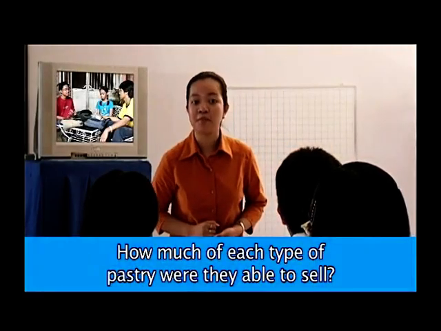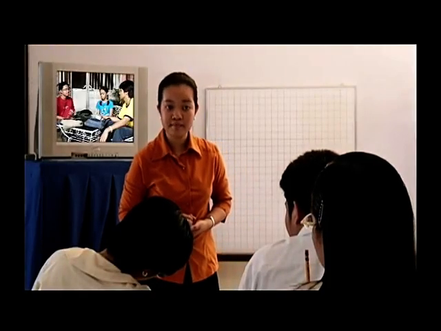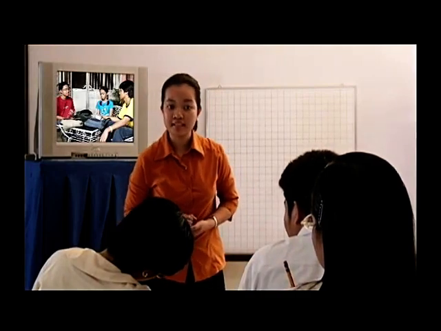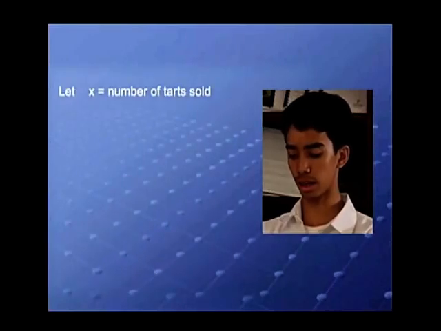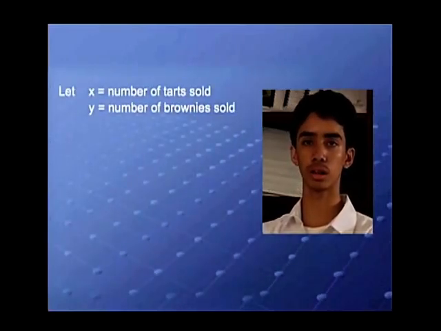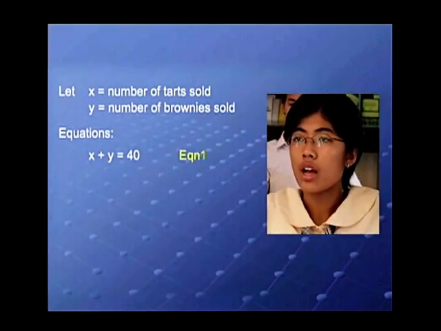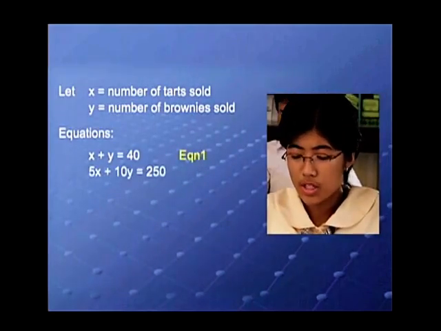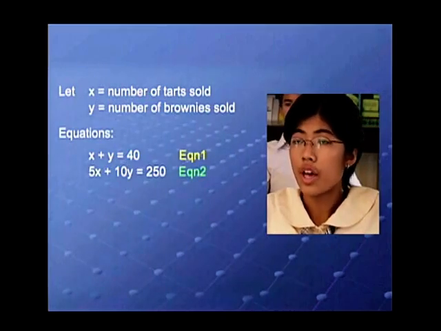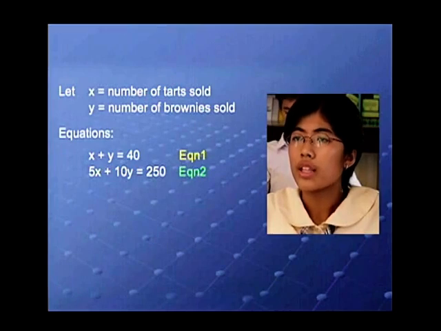So how much of each type of pastry were they able to sell? That's a tough one. Well, the problem can be simplified if we use mathematical symbols. Oh, I see. We could let x be the number of tarts sold and y be the number of brownies sold. So what equation corresponds to the total number of pastries sold? Well, since they sold 40 pieces, x plus y should equal 40. And we can write total sales as 5x plus 10y equals 250, since each tart costs 5 pesos and each brownie costs 10 pesos.